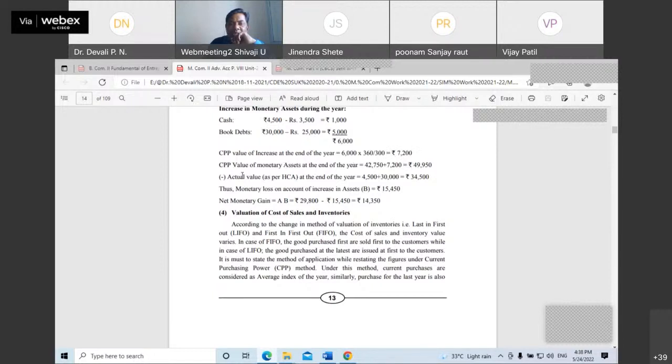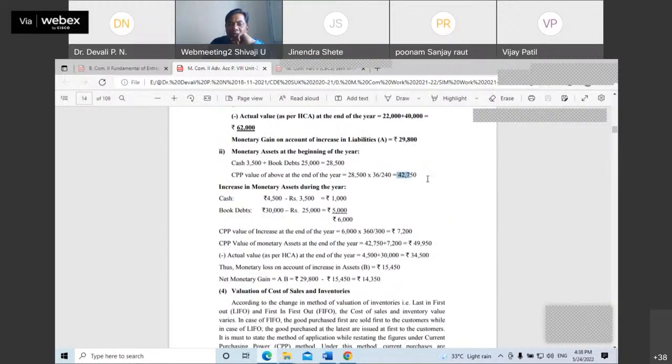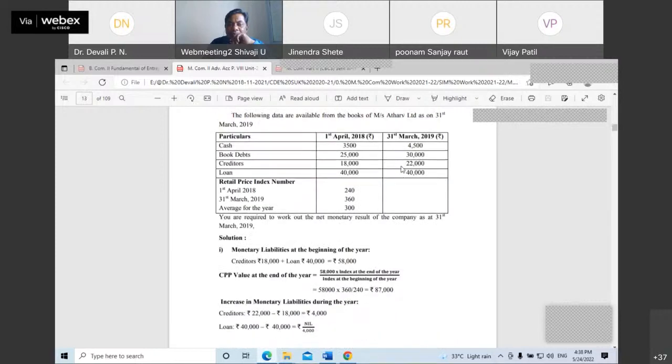So what will be the CPP value of monetary asset at the end of the year? 42,750 plus, sorry, 7,200 that we have calculated under CPP. So 42,750 plus 7,200 comes to 49,950. Now we have to deduct again as with the liabilities. We have to do the same process in the case of the asset. The actual value as per the historical cost at the end is 4,500 plus 30,000, so it comes to 34,500 rupees.